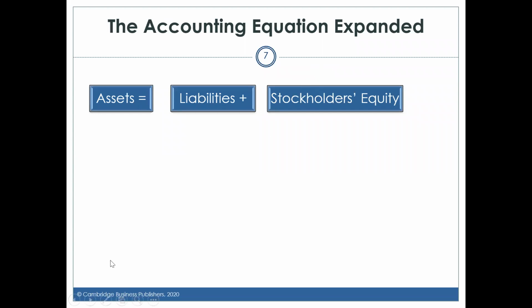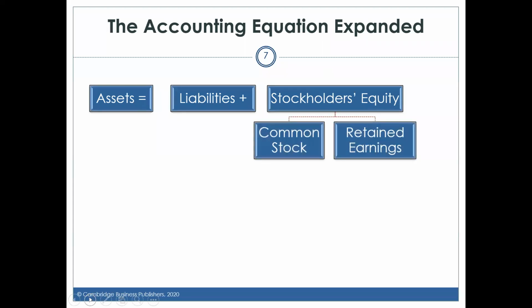So here's the accounting equation, and we can further expand it, right? Stockholders' equity is comprised of two things: common stock, which is our contributed capital. This is the money that's given to us by our shareholders. And retained earnings, this is the money that we've generated as a company from selling our products and services. The earned capital. Contributed capital, earned capital.